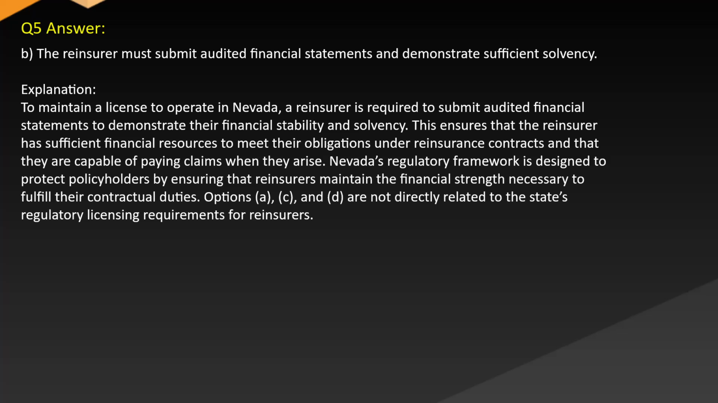Nevada's regulatory framework is designed to protect policyholders by ensuring that reinsurers maintain the financial strength necessary to fulfill their contractual duties. Options A, C, and D are not directly related to the state's regulatory licensing requirements for reinsurers.